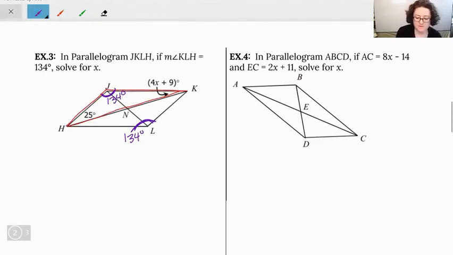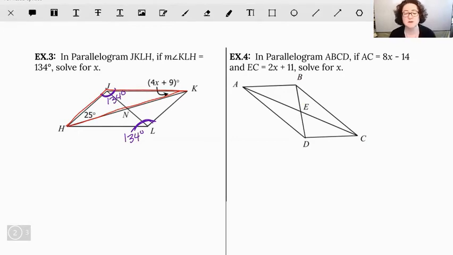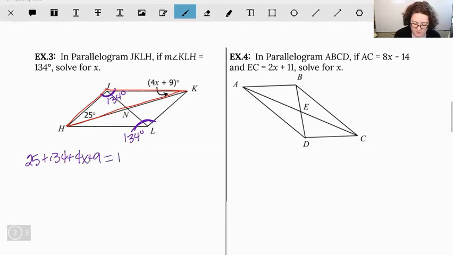Now I know all of the angles in that triangle, and all my angles have to add to 180. So 25 plus 134 plus 4x plus 9 equals 180. And all we need to do is solve for x, no plugging back in. So combine your like terms. We only have the 4x. And then we have to combine all the rest of the numbers. So 25 plus 134 plus 9 gives me 168. Subtract that from 180. We get 180 minus 168. We get a 12, so x is actually only equal to 3.